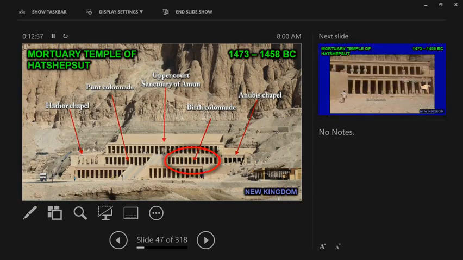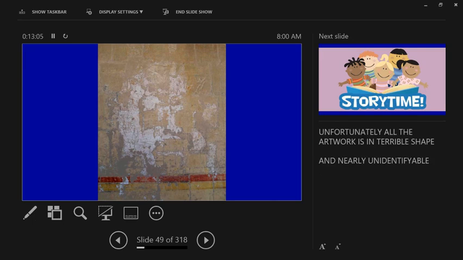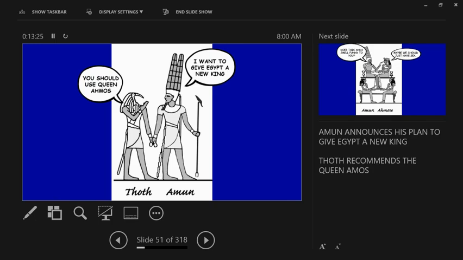All right, and then we're going to go to the birth colonnade right here. And this tells the story of the birth of Hatshepsut. By the way, the birth colonnade is in horrible condition. You can barely see the images that are on the birth colonnade. So we are going to take a look at drawings of what experts believe were there.